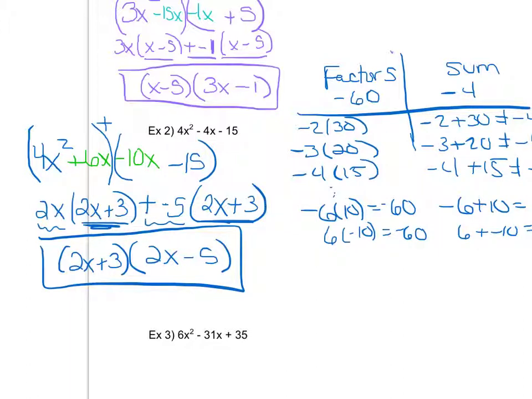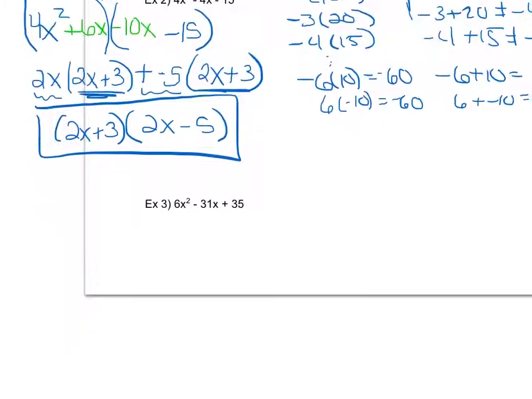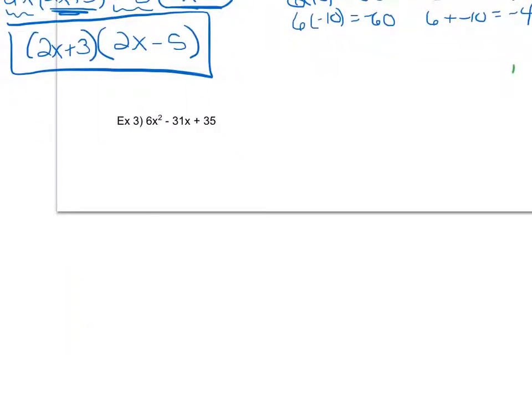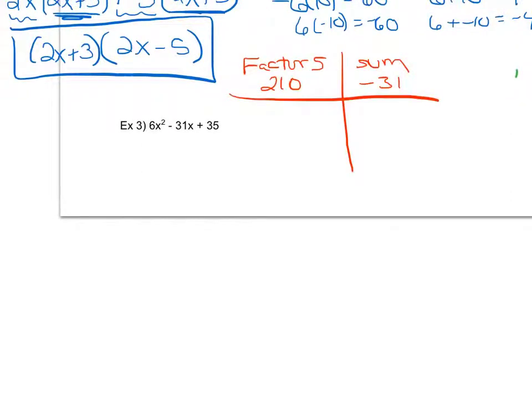All right, one last example. Like I said, this would be a great one for you to go ahead and try. All right, now that you've had a chance to try one, I'm going to start by doing factors of 6 times 35. So I get factors of 210 and a sum of negative 31.